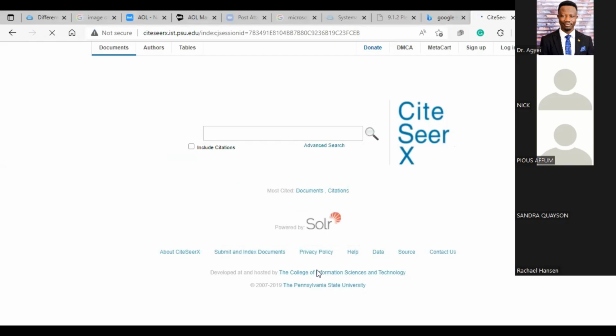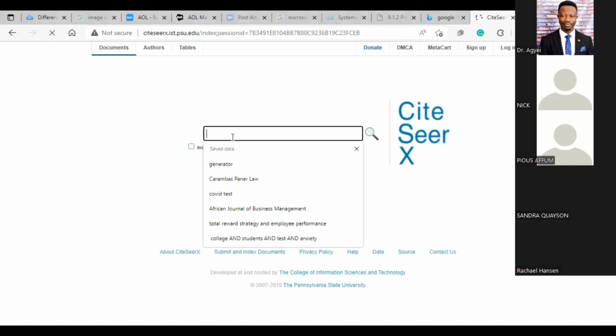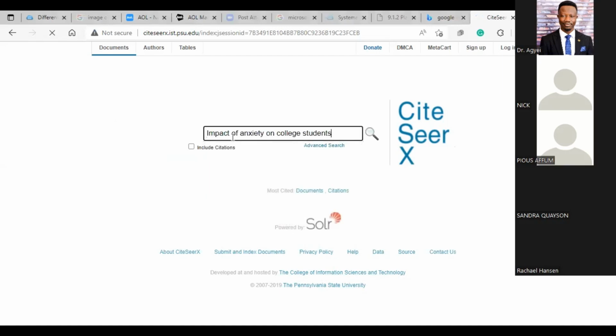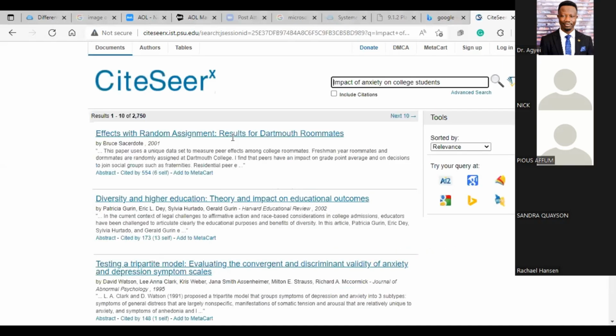for us to search, if you use the normal search system that we know, if I type in impact of anxiety on college students, the whole words, when I click search, you see, it will give me unnecessary material that I don't even want. Effect with random assignment, results for diversity and higher education theory and impact. I don't need these materials, okay?